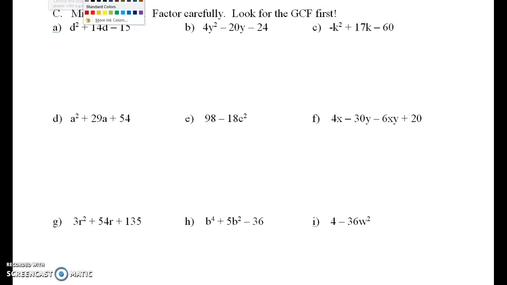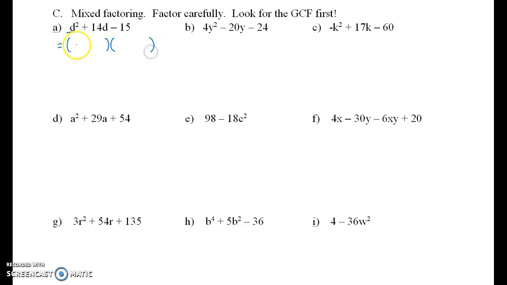Hi, we want to take a look at these factoring questions, and we're going to just go through them one by one with the different styles that we have. The first one in letter A is a simple trinomial. We recognize it because the first term is a 1.